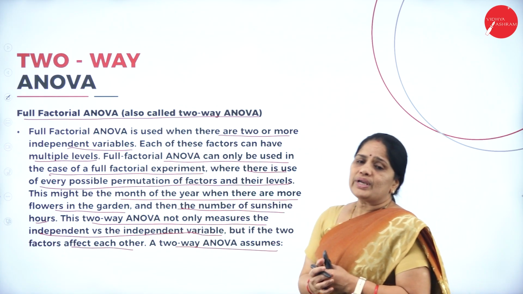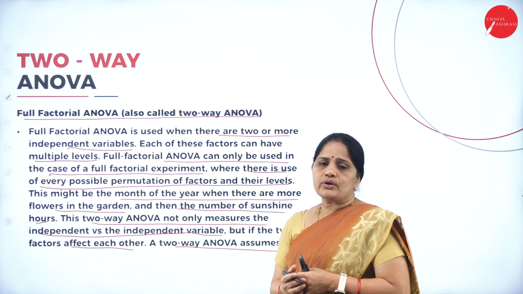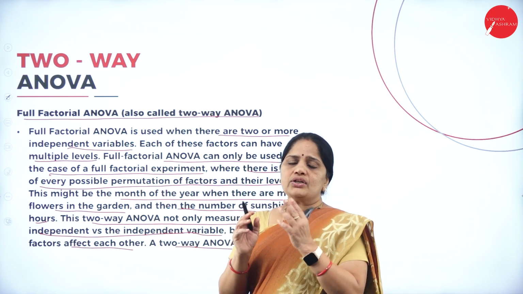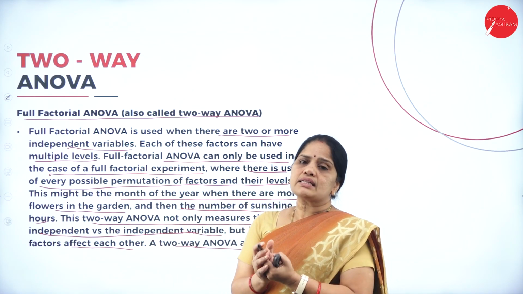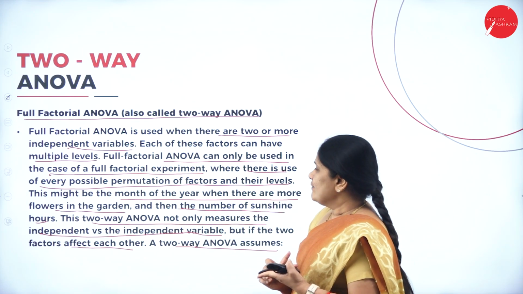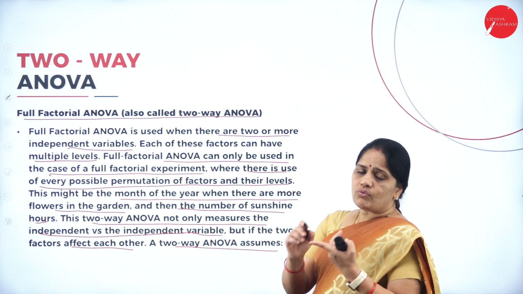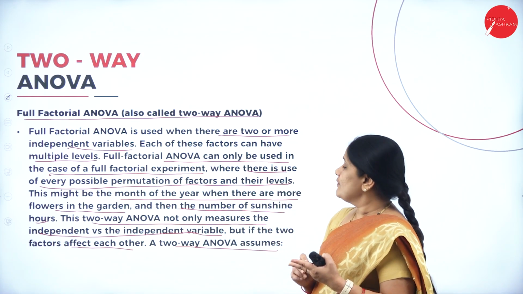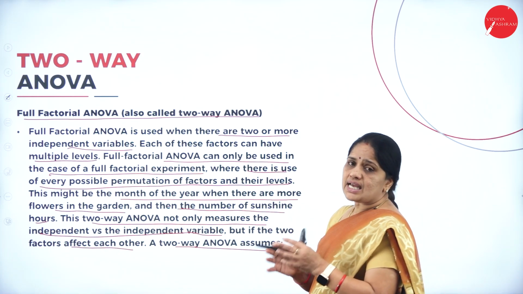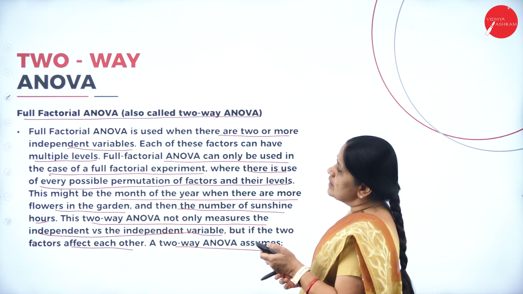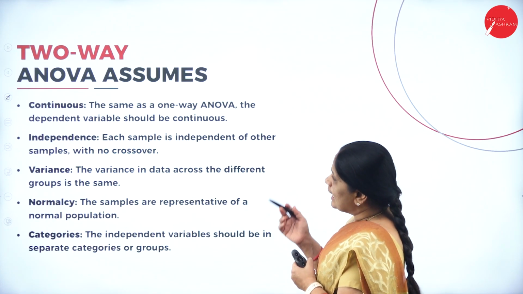So here we can say that in a two-way ANOVA, there are two independent factors. Suppose again you are researching the number of flowers in the garden. There will be two independent variables here. One will be the month of the year, so what month of the year we are having the flowers, and the second will be the duration of the sunshine on the garden. When we analyze these two factors, we have this two-way ANOVA.